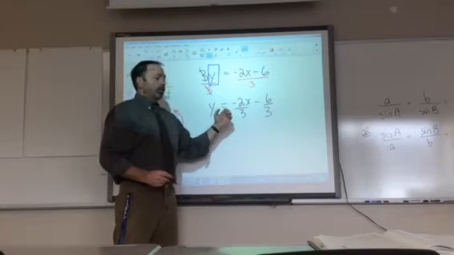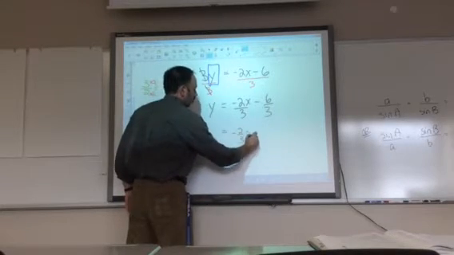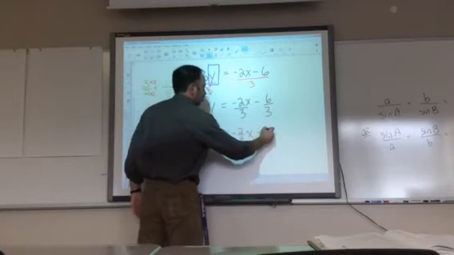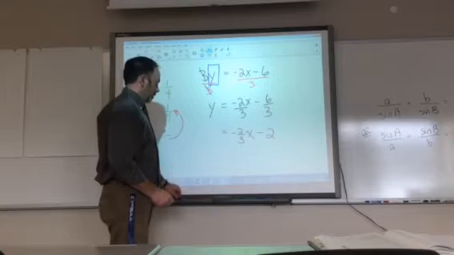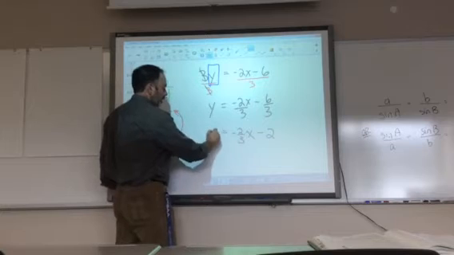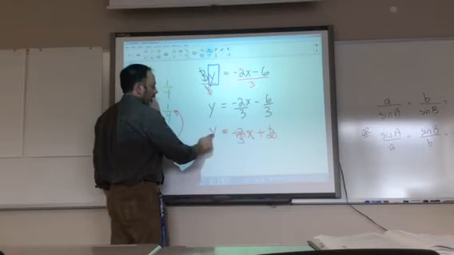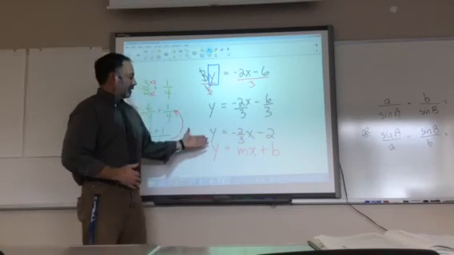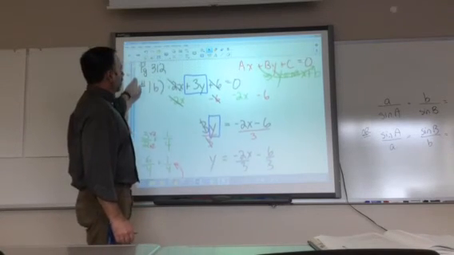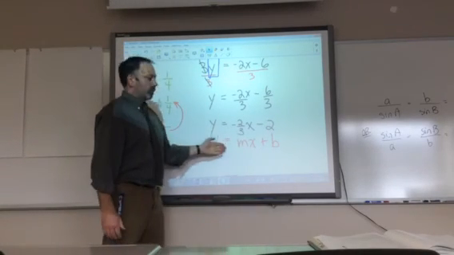Now, if I have a negative 2x in the numerator and a 3 in the denominator, we've talked about how this is the same thing, negative 2/3 multiplied by x. And I can always simplify this. 6 divided by 3 is 2. And now you can see how we have our equation y equals mx plus b. Y equals mx plus b is exactly y equals negative 2/3 x minus 2. We've been successful at changing this standard form equation into y equals mx plus b form.